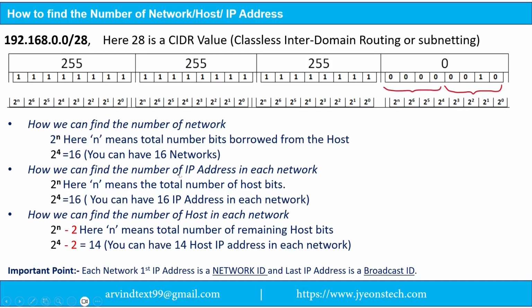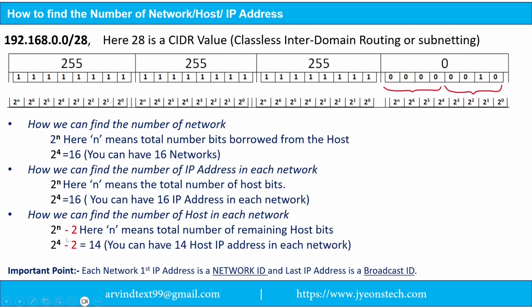How can we find the number of IP addresses in each network? There is a formula: 2 to the power n, where n means the total number of host bits. The total number of host bits is 4. So 2 to the power 4 is 16. How can we find the number of hosts in each network? There is a formula: 2 to the power n minus 2, where n means the total number of remaining host bits. So 2 to the power 4 minus 2 is 14. You can have 14 host IP addresses in each network.